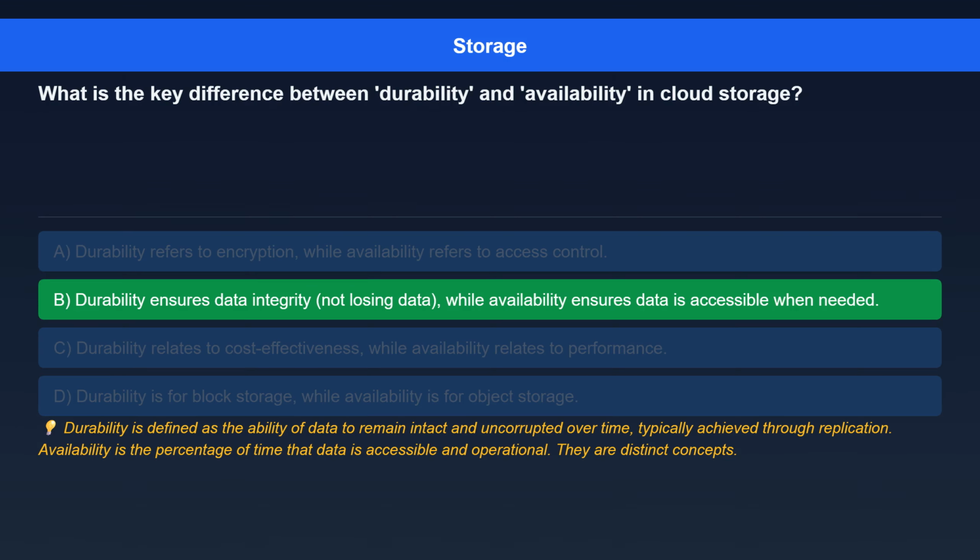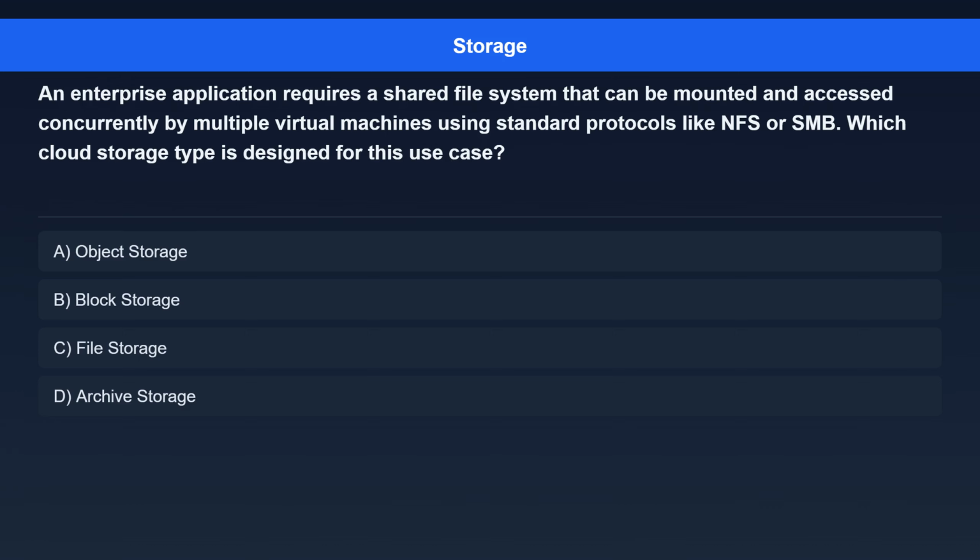The correct answer is durability ensures data integrity, not losing data, while availability ensures data is accessible when needed. Here's the explanation. Durability is defined as the ability of data to remain intact and uncorrupted over time, typically achieved through replication. Availability is the percentage of time that data is accessible and operational. They are distinct concepts.